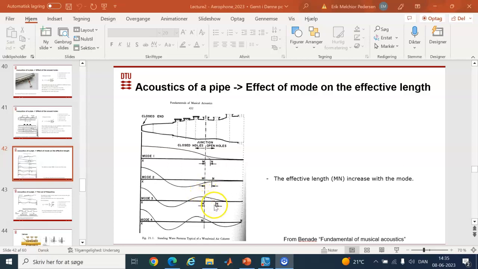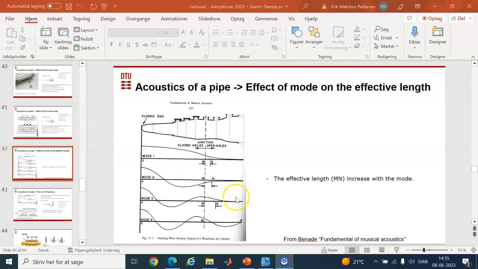Third mode, Mn is increasing. For mode 4, Mn is that long. 2, 3, 4. 1, 2, 3, 4.